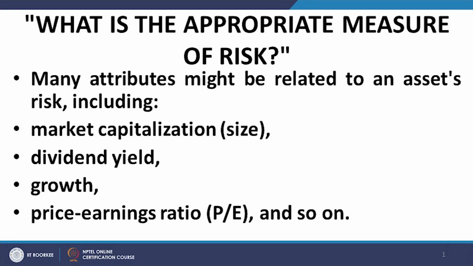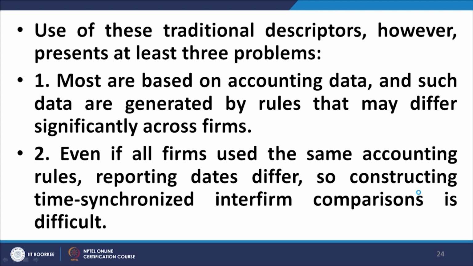Many attributes might be related to an asset's risk, like market capitalization, dividend yield, growth, price earnings ratio. Use of these traditional descriptors, however, poses some problems. What are those problems? The problems are that most of these descriptors are based on accounting data, and such data are generated by rules that may differ across firms. So, interfirm comparison becomes difficult on this count.